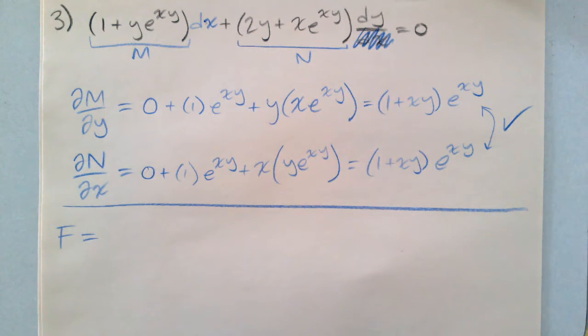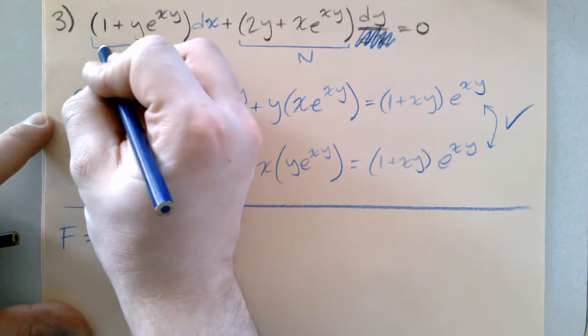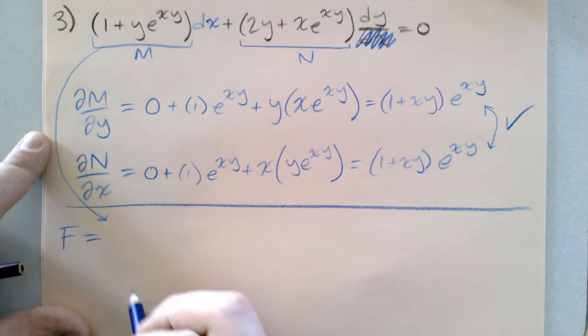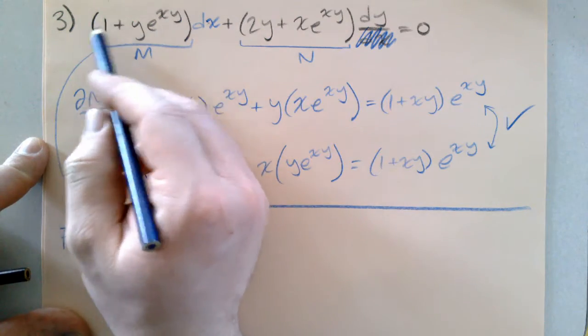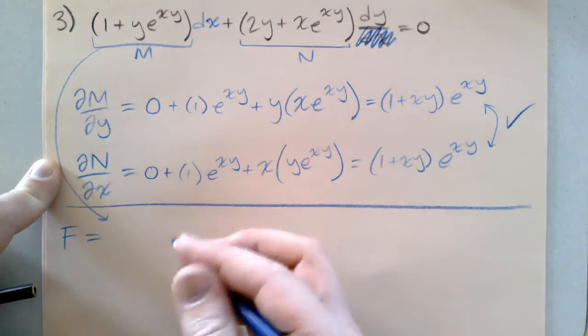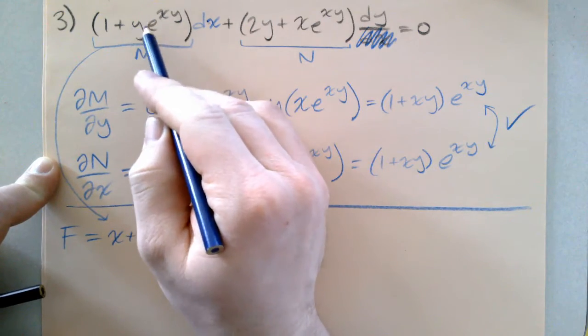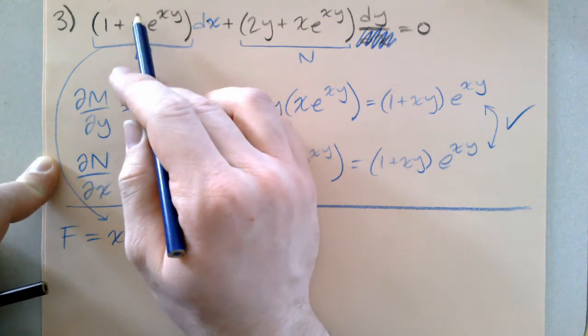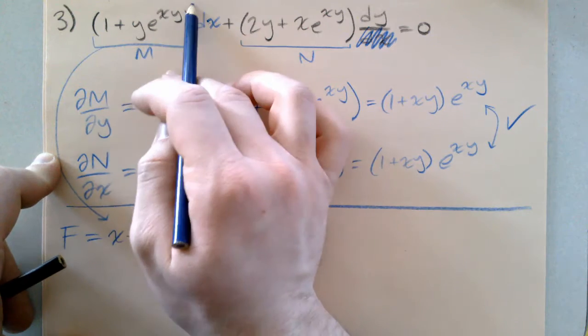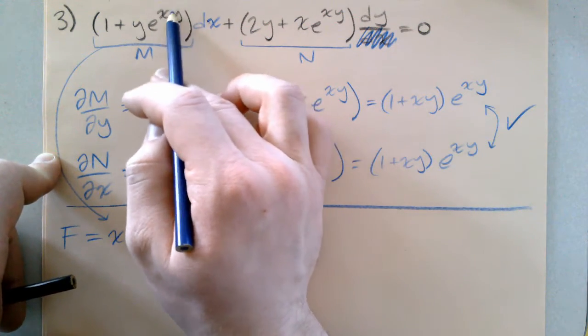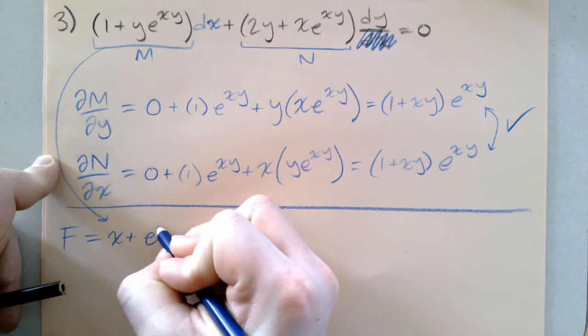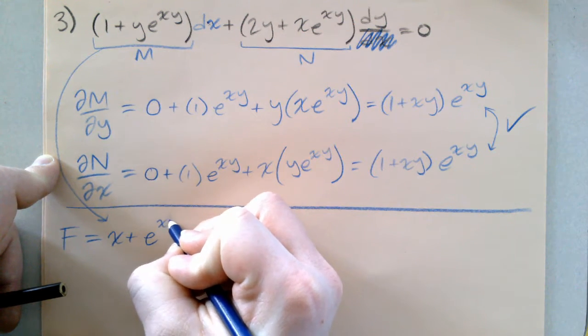So now that we've proven that, we can actually find our function f. So the first term is our M integrated with respect to x. So that first term has nothing on it, so we can just put an x down. Then plus, we have a y e^(xy), so that y is like a constant, so we can just throw it back up where there is that y already. So we have x plus e to the xy.